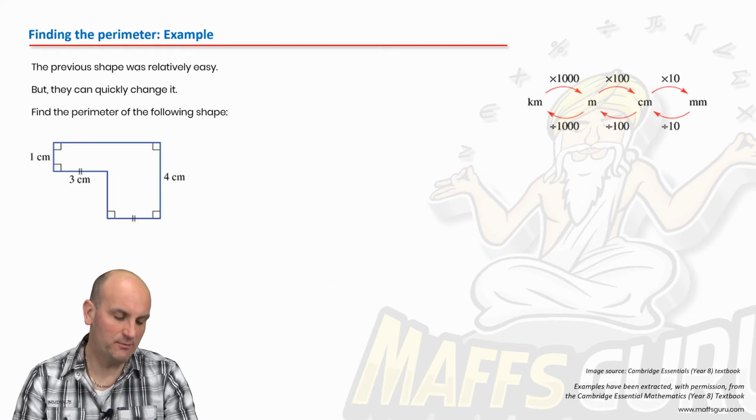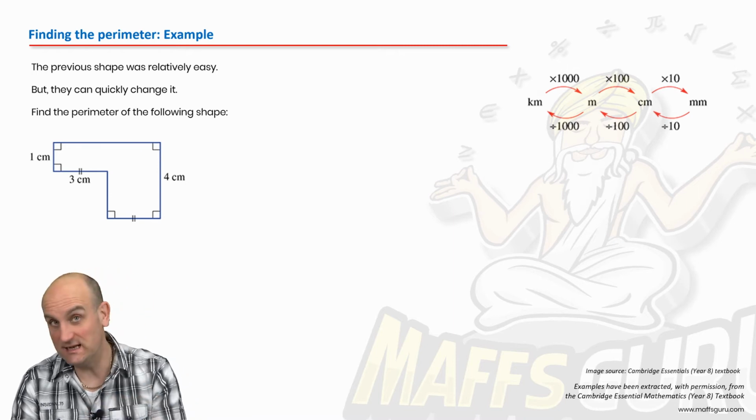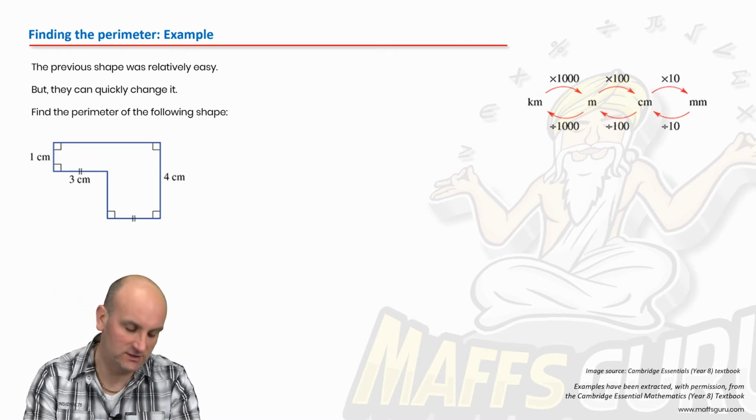Find the perimeter example. The previous shape was relatively easy. They can change quickly again. Is this any different? Well, we can find these missing lengths again. That's 3 centimeters. This here must be 3 centimeters. Let's rub that out.